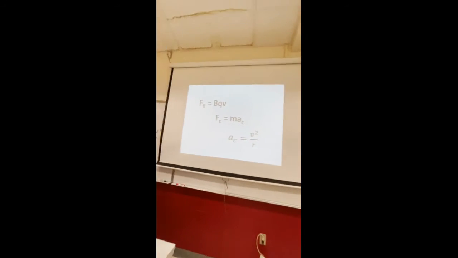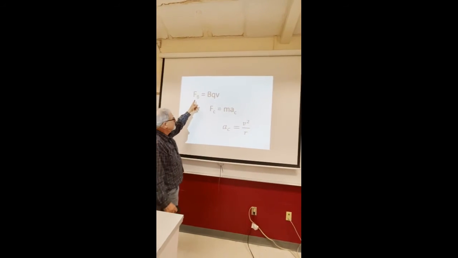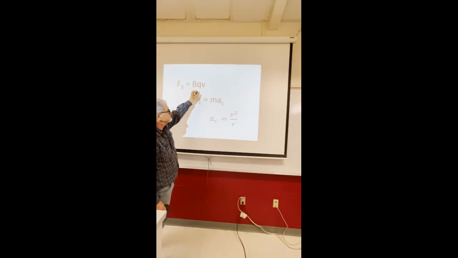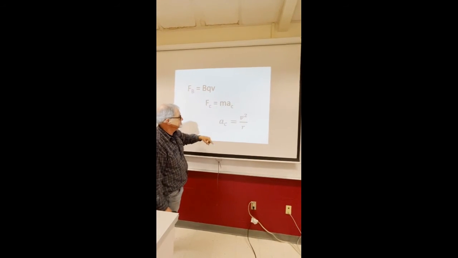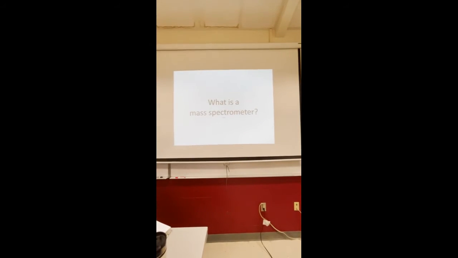Okay, so here's what we've got here. Here's the magnetic force due to a charged particle moving at velocity in the field. Centripetal force is our old friend. It's the mass times centripetal acceleration, which is v squared over r.